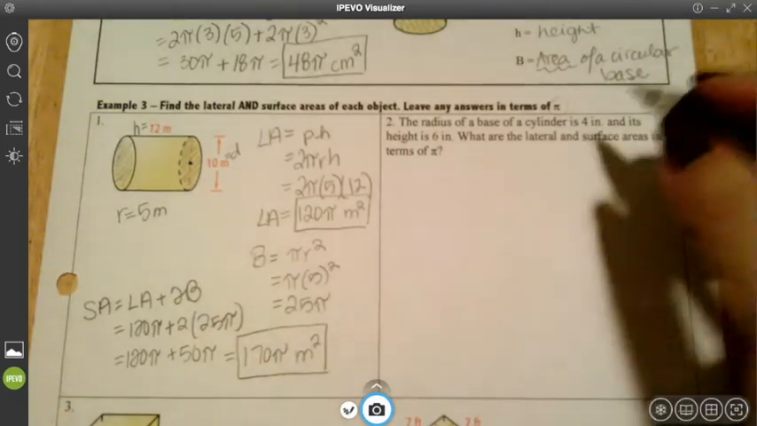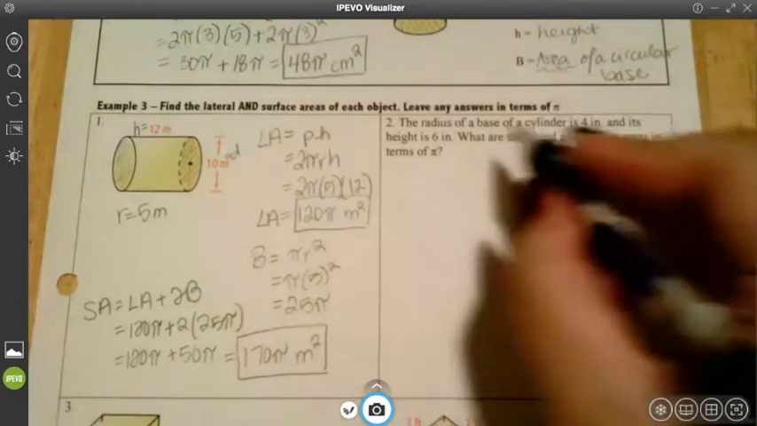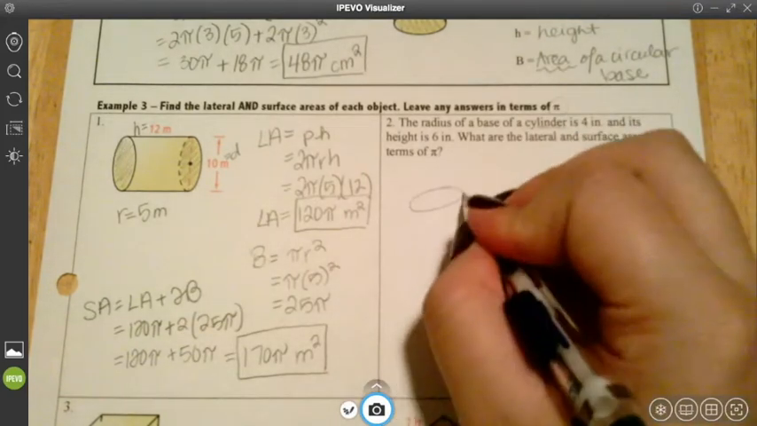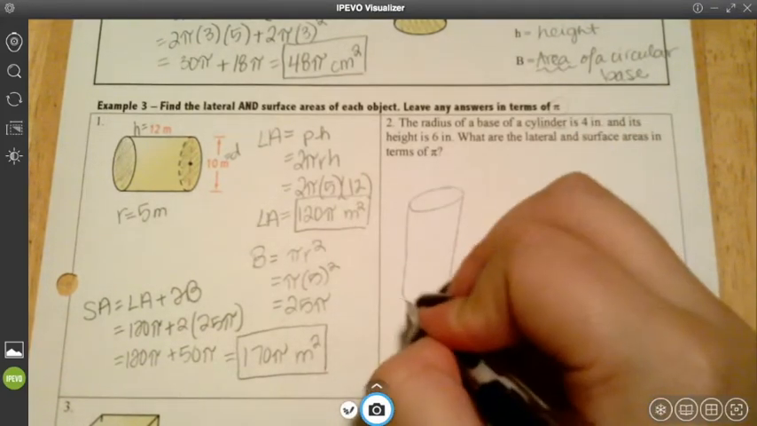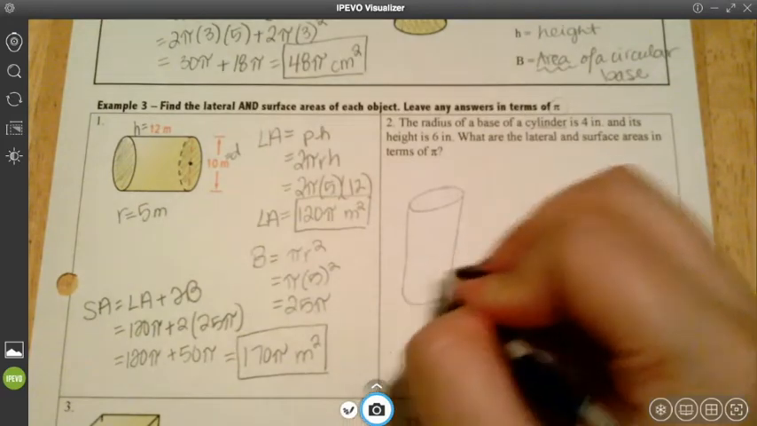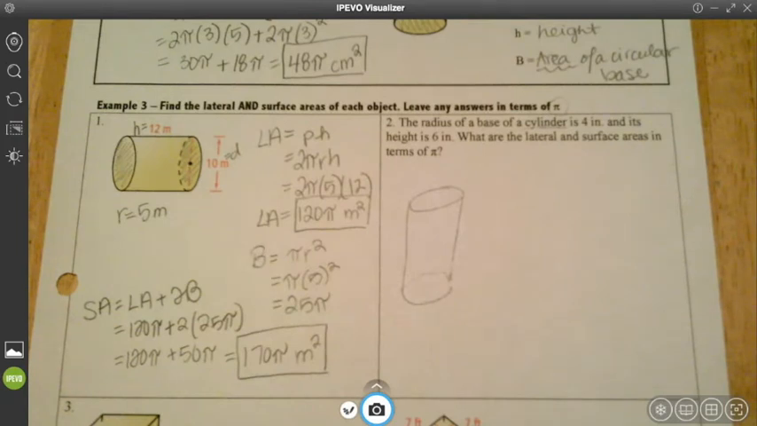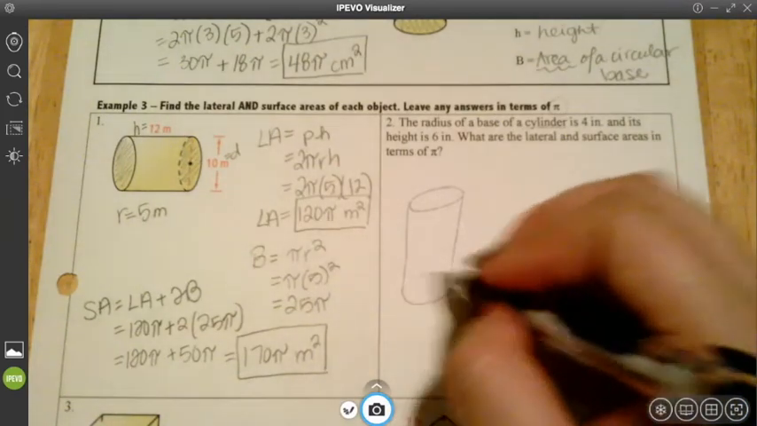For the next example, we need to draw the picture. The radius of the base of a cylinder: circle, lines that go straight down, circle. We usually do the backside dotted so that we can tell that it's behind. We can't really see the backside of the bottom of the can. Think about if you're looking at a cylinder, like a jar of Pringles or a salt and pepper shaker, you can't really see the bottom ring.